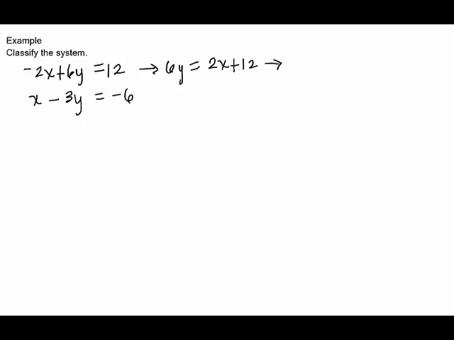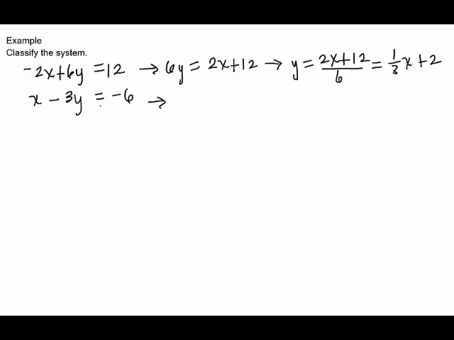And then divide both sides by 6. And so we're left with y equals 2x plus 12 over 6, which simplifies to 1/3 x plus 2. So y equals 1/3 x plus 2.